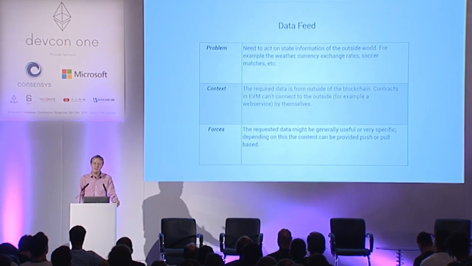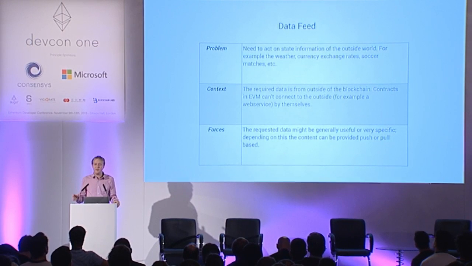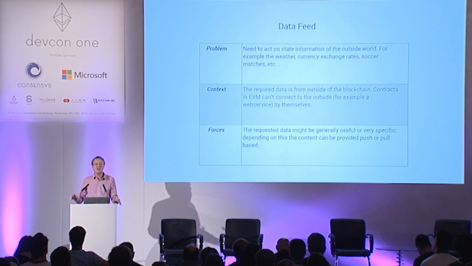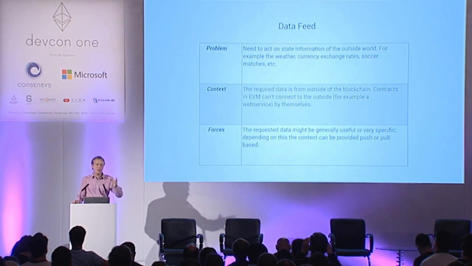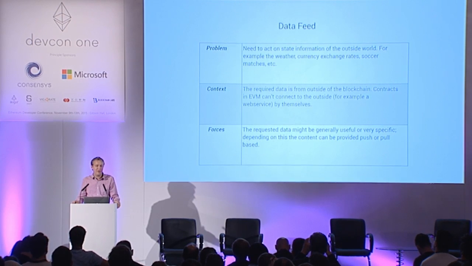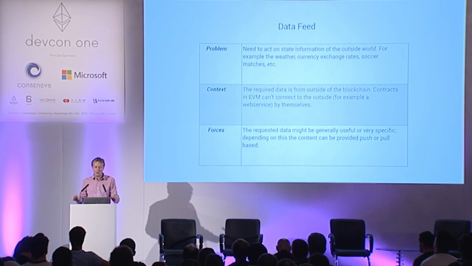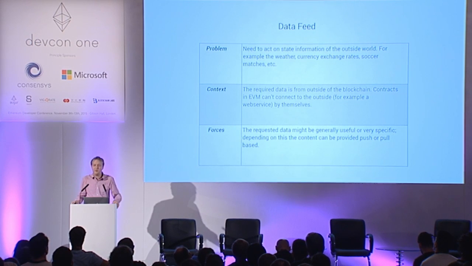So the second data pattern is this data feed. Smart contracts cannot reach out to the real world. You cannot make an HTTP call and see what a website returns as a value. You cannot directly connect a camera to it, so you can make a picture. So you need to actually feed the data to your contracts to get some kind of value out of it.